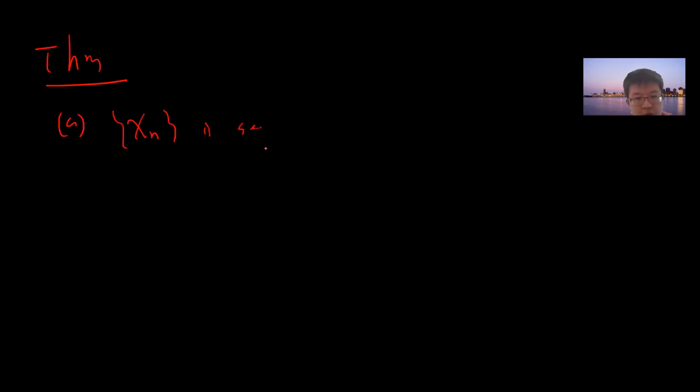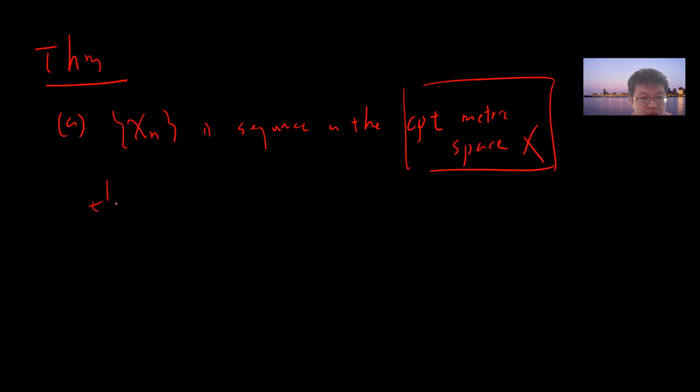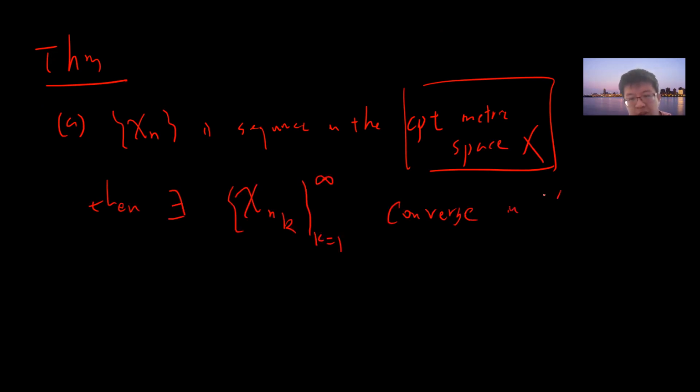Okay, so the theorem, which is astonishing, is this. If you have x_n, a sequence in a compact metric space X, then there exists a subsequence x_{n_k}, k from 1 to infinity, that converges in X. Basically this is the Weierstrass theorem, also called the Bolzano-Weierstrass theorem.